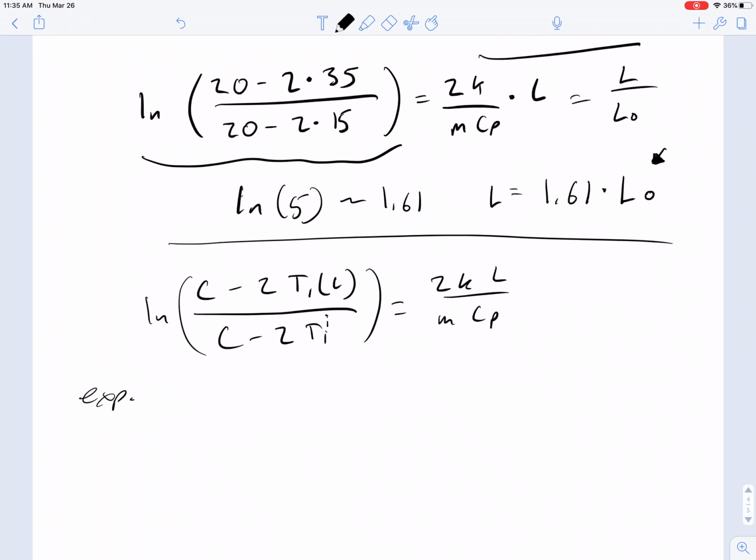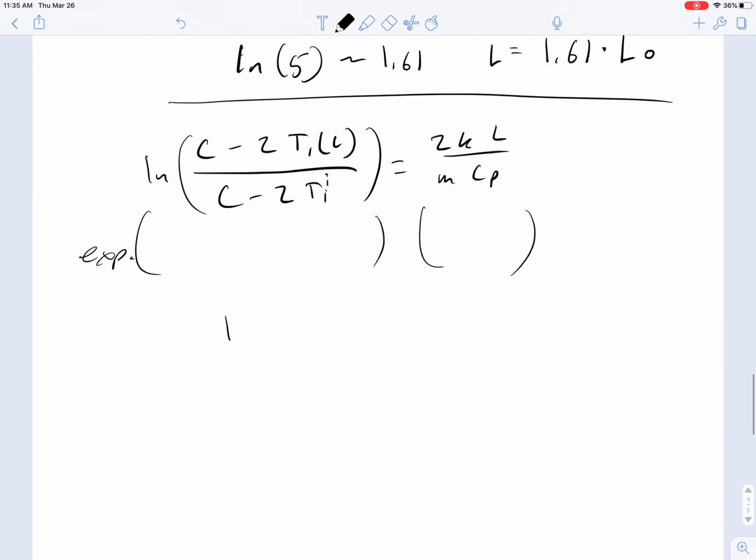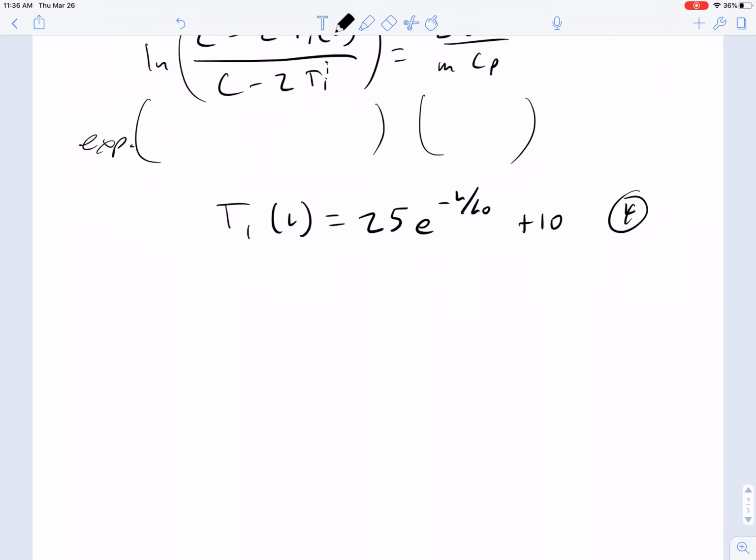Take the exponential of both sides of this, rearrange, and you end up with T1 as a function of L equals 25 e to the minus L divided by L0 plus 10. This we'll call equation 4. And then simply using the relationship that T1 plus T2 equals C, you can calculate T2 at any position L in this heat exchanger: T2 equals 10 minus 25 e to the minus L over L0, equation 5.